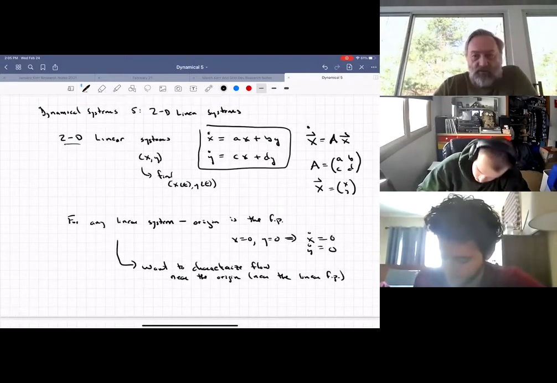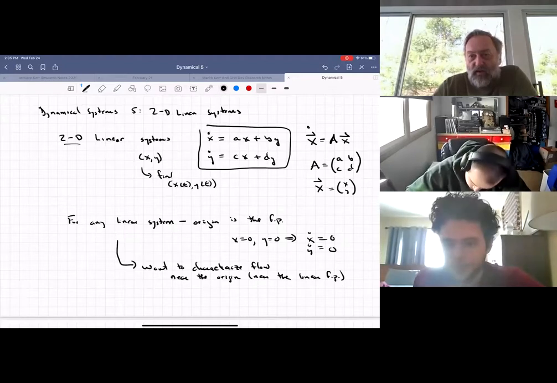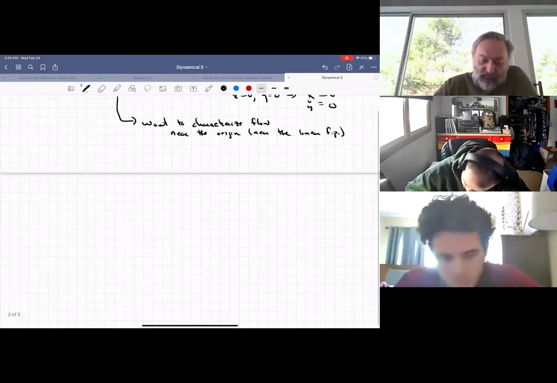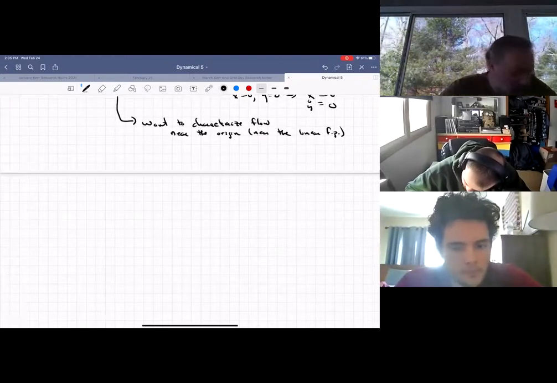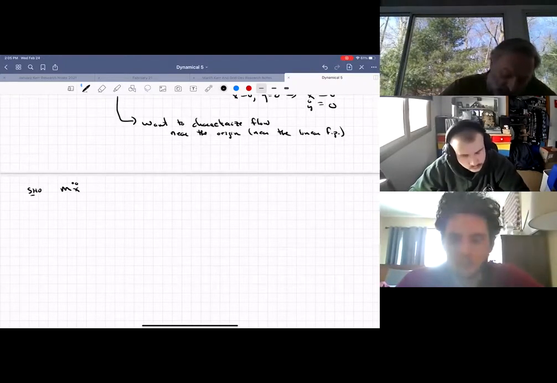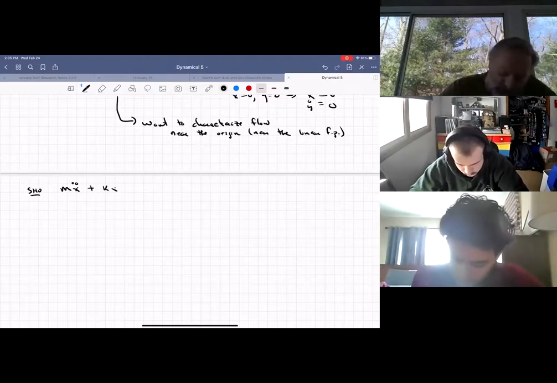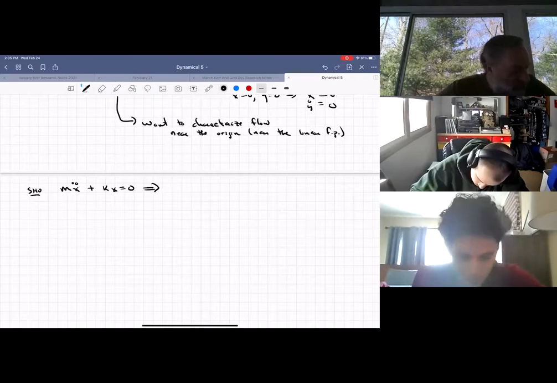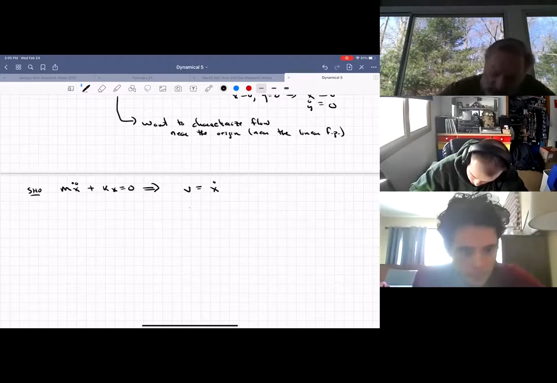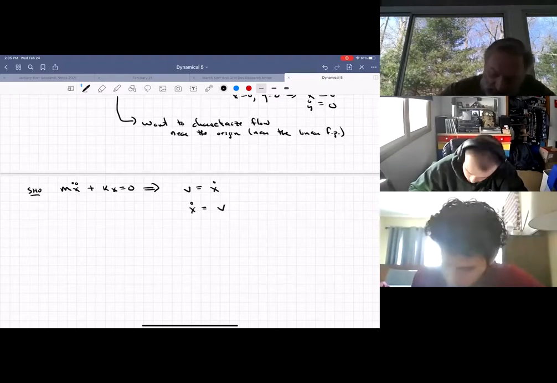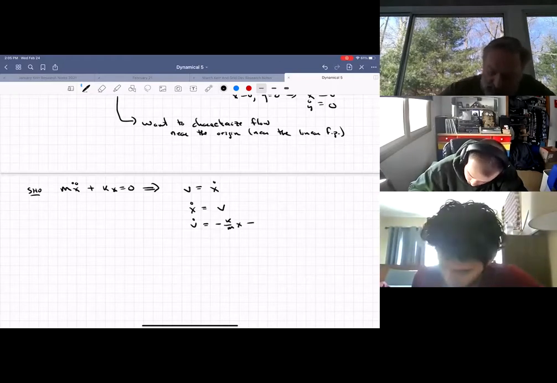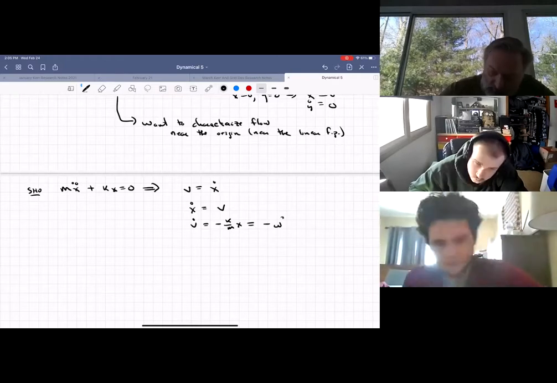So A, B, C, and D are just constants at this point. And it turns out that I can have different values of these variables and get different types of motion. So for instance, our favorite is the simple harmonic oscillator. So m x double dot plus kx is equal to 0. We can convert this by saying that the velocity is equal to x dot. So we have x dot is equal to v, and v dot is minus k over m x, which I'm going to write as minus omega squared x.